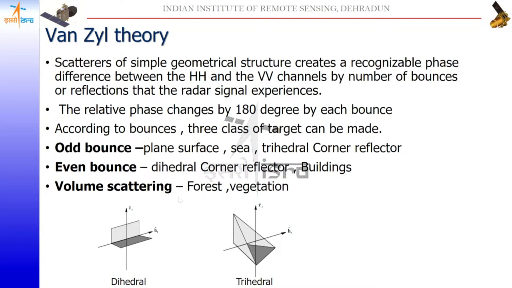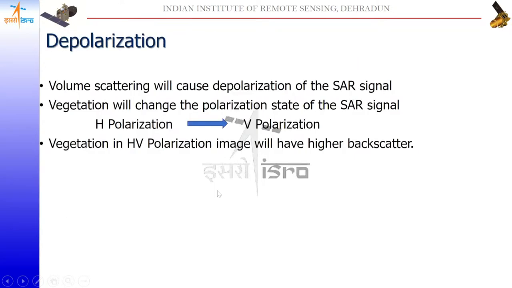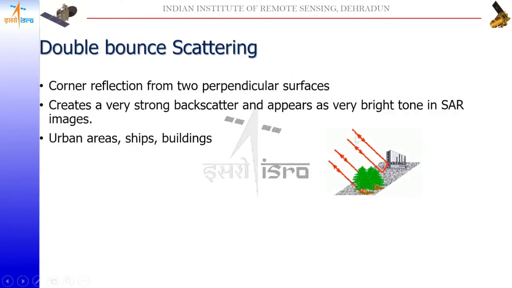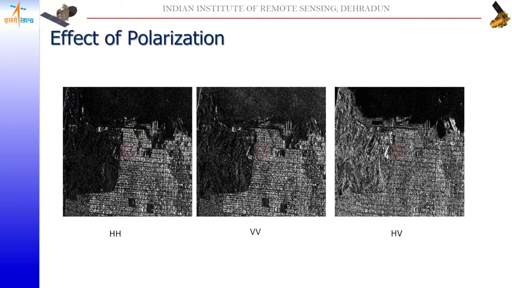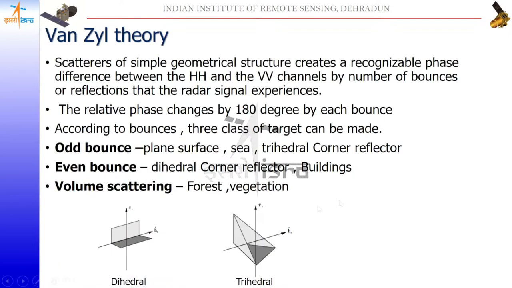But in the dihedral effect, the corner reflector, like I have told you about, double bounce scattering, it will change the phase with each bounce. So it will have an even bounce. The dihedral corner reflector will exhibit the even bounce, like buildings, and here it is a single bounce. And in volume scattering, it will depolarize the signal, so full H polarization becomes V polarization.